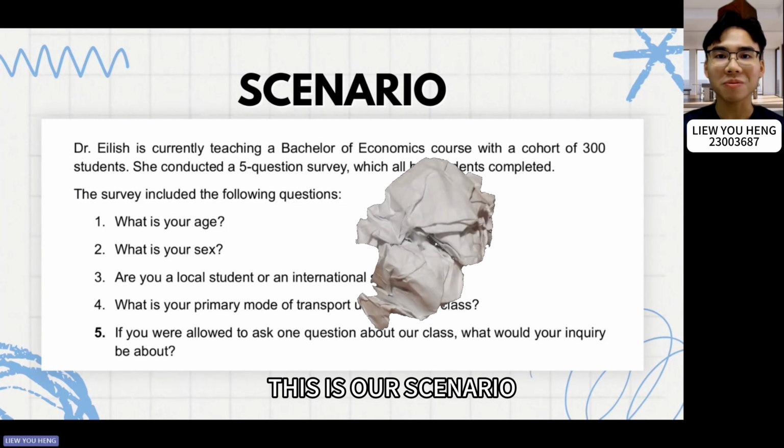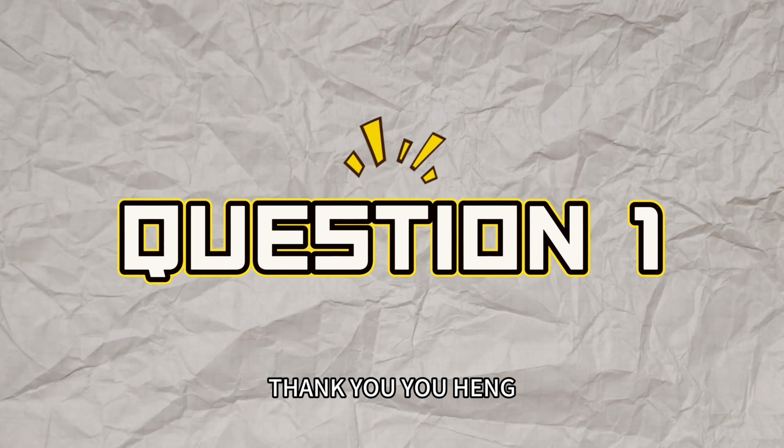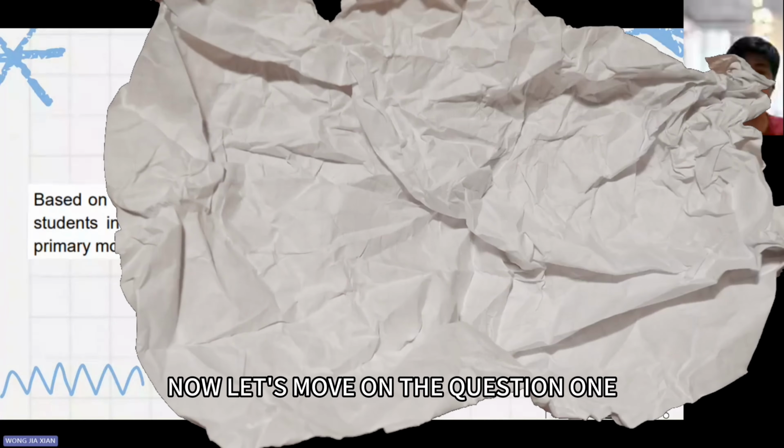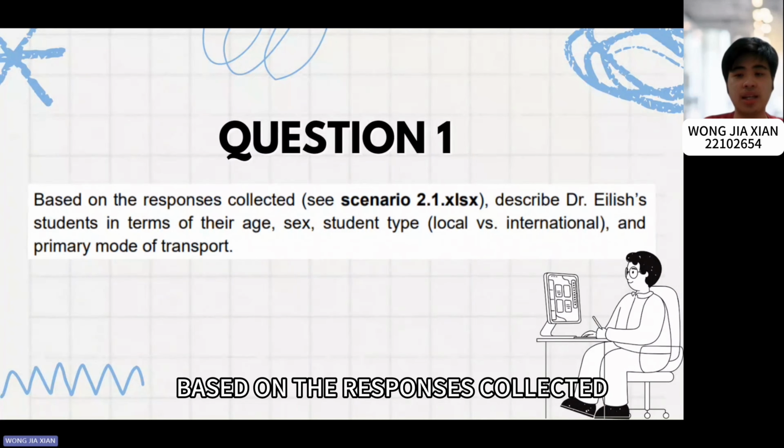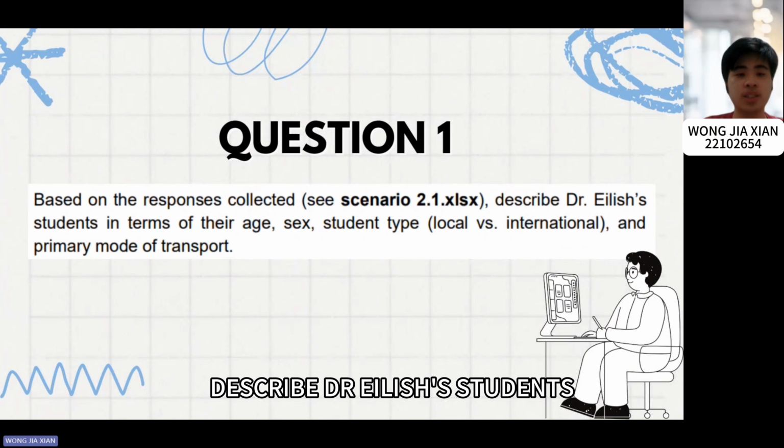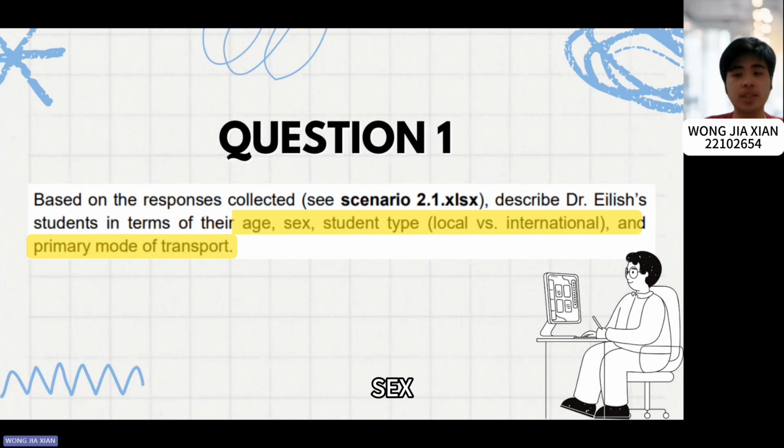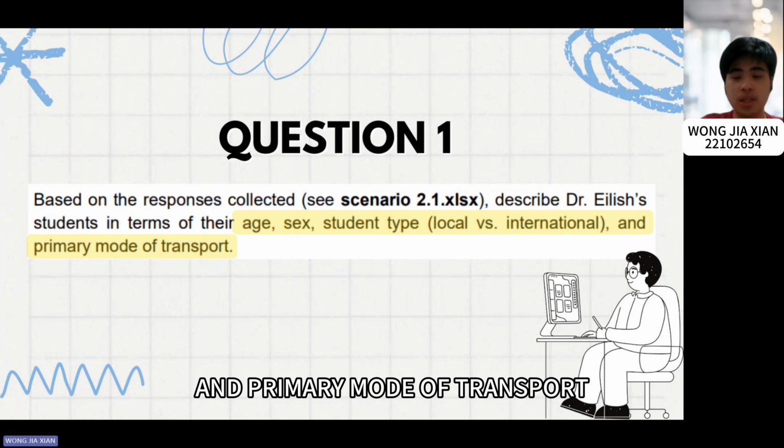This is our scenario. Thank you, Yuheng, for that wonderful introduction. Now let's move on to question 1. Based on the responses collected, describe Dr. Elise's students in terms of their age, sex, student type, and primary mode of transport.